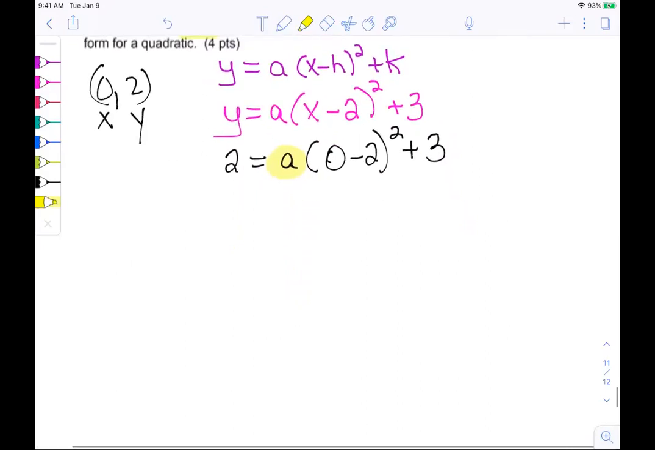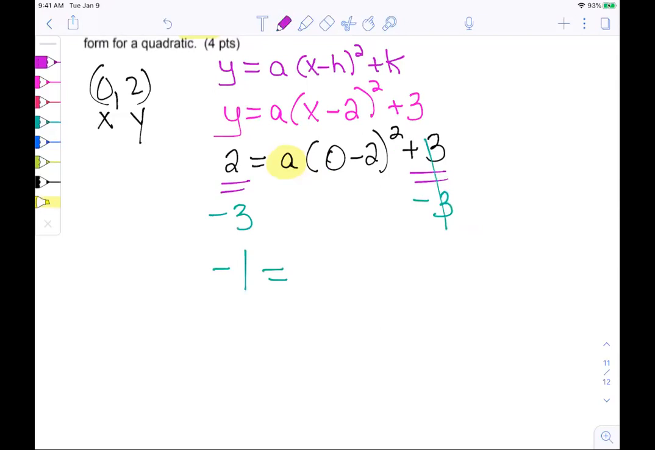If I want to get A by itself, the first thing I think about is: are there like terms that I can combine together? There's a 3 by itself on the right and a 2 by itself on the left. Our goal is to get A by itself, and right now A is connected with those parentheses. So I'm going to move the 3 to the other side because those two are constants, and I might as well combine them together. Now I have a -1.